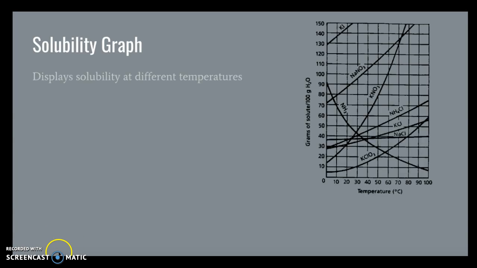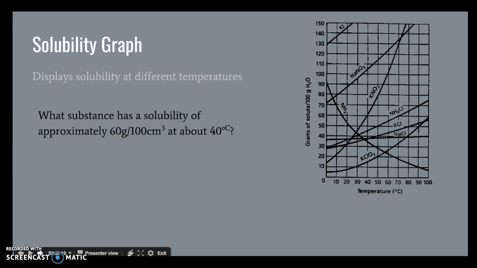Solubility graph. It displays solubility at different temperatures. What substance has a solubility of approximately 60 grams per 100 cubic centimeters at about 40 degrees Celsius? KNO3, or potassium nitrate.